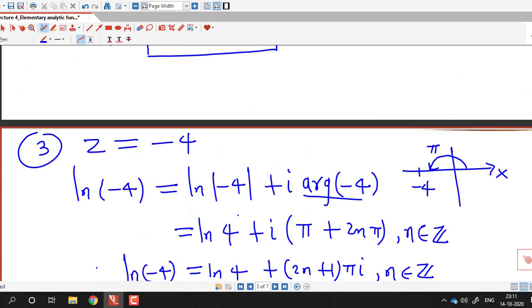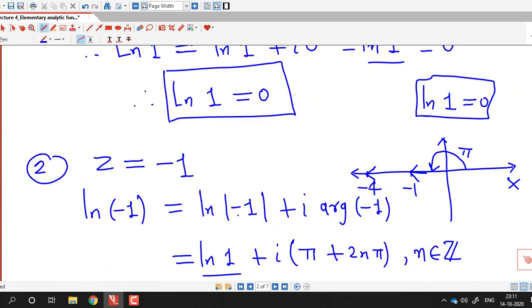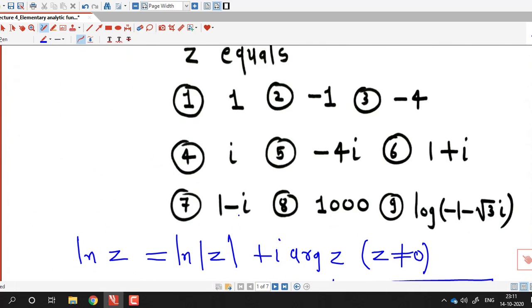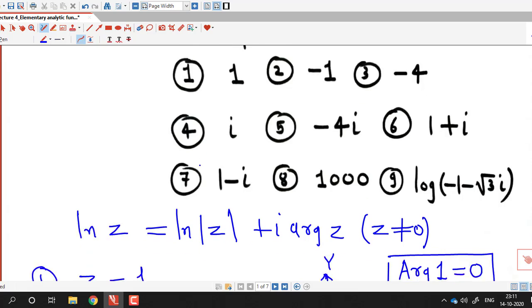So in this way you can decide the general and principal logarithms of any complex number. Fourth one is i.